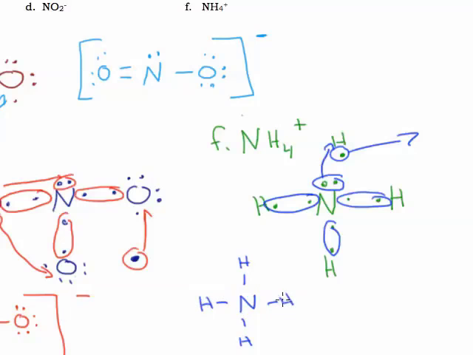So you should be able to draw the more basic ones. There are situations that don't follow the octet rule, and those are the examples we're going to do next.